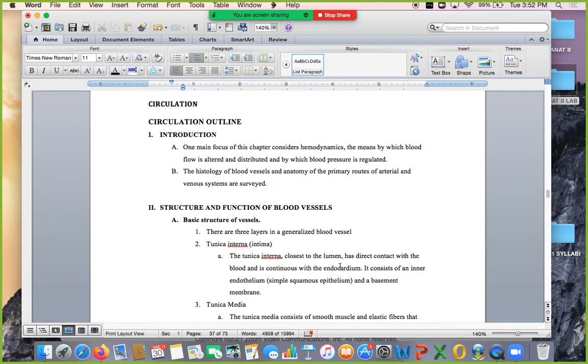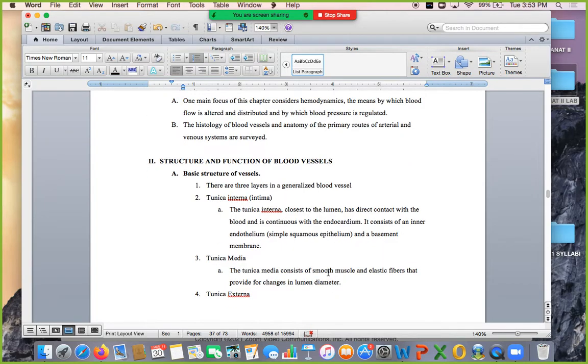Now we're going to talk about circulation. So circulation is going to talk about all sorts of stuff, including hemodynamics, which is basically how we change blood flow and how we distribute blood flow and how we can regulate blood pressure.